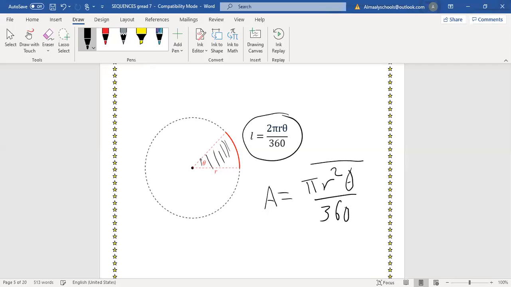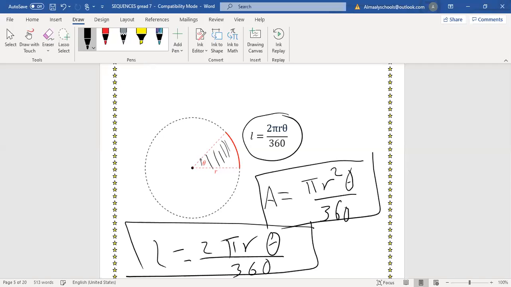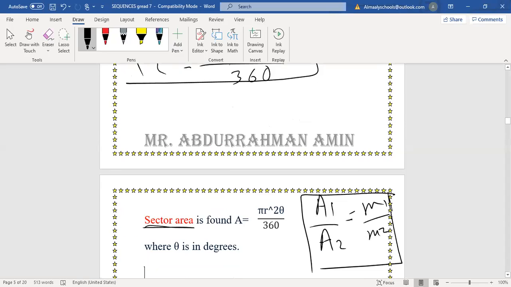So we can see the difference between pi r squared theta over 360 and 2 pi r theta over 360. So they are the same? This will give me the length of the arc. Different rule, sure. We have two different rules. The length of the arc equals 2 pi r theta over 360, and the area of the sector equals pi r squared theta over 360. Ah, okay.